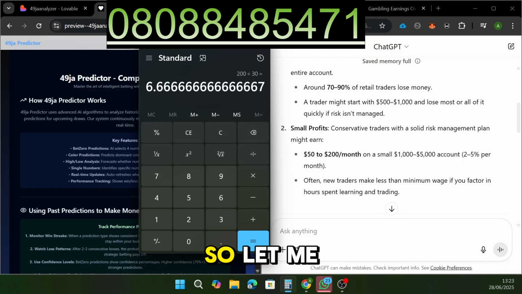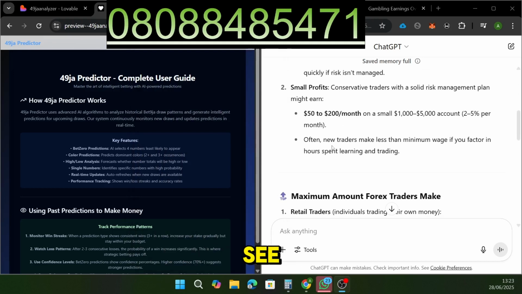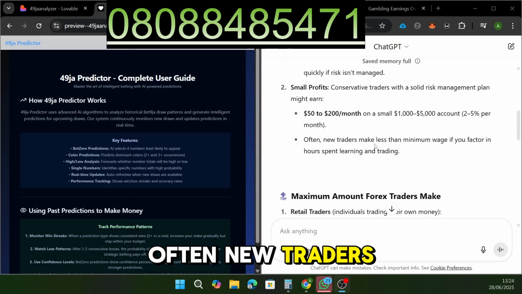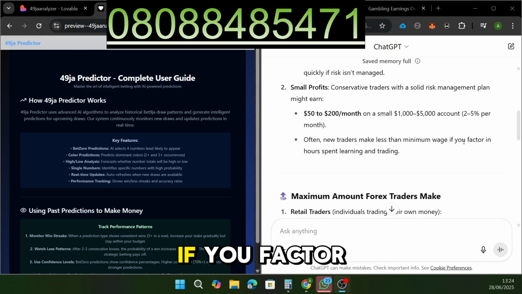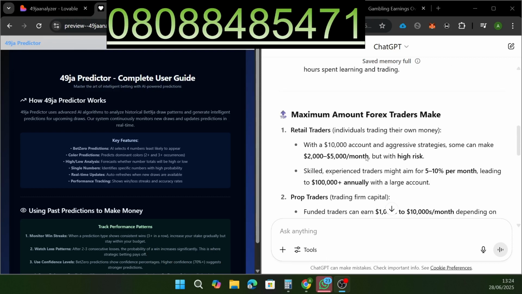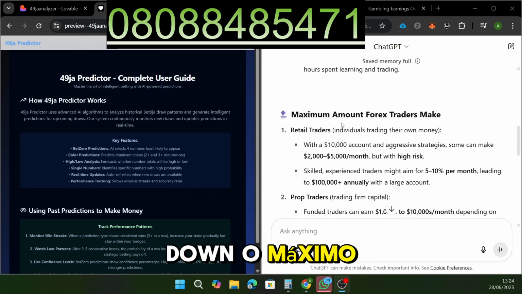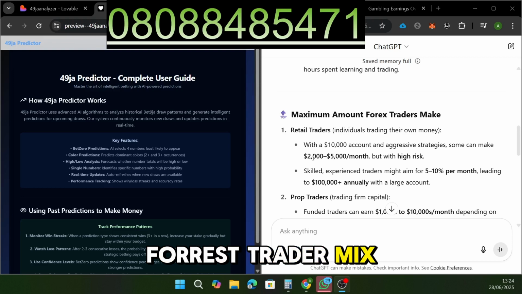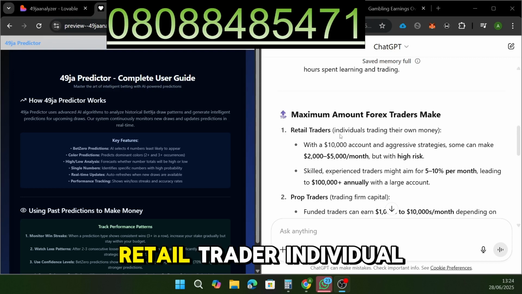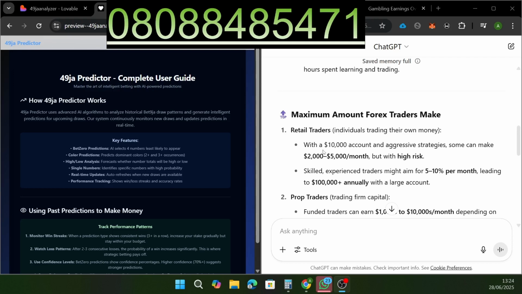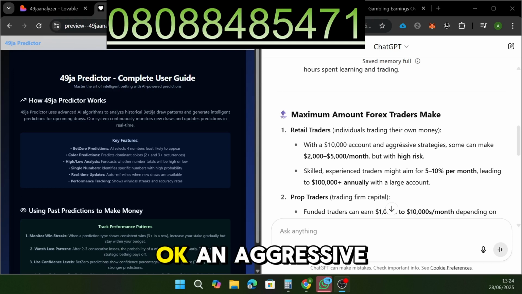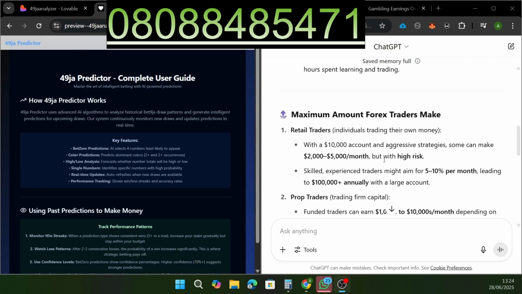So as you can see here, let me just remove it. Okay, let's go down. Often, new traders make less than minimum wage if you factor in hours spent learning or trading. So let's go down. Maximum amount a forex trader makes. Okay, so an individual trader trading their own money with a $10,000 account and an aggressive strategy, some can make $2,000 to $5,000 every month, but with very high risk.